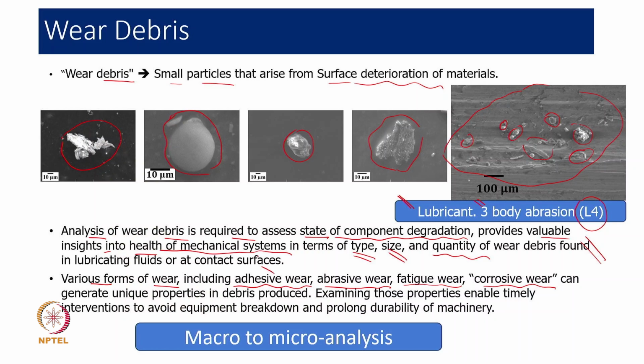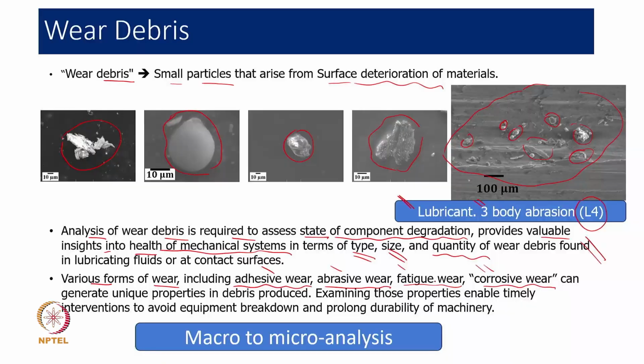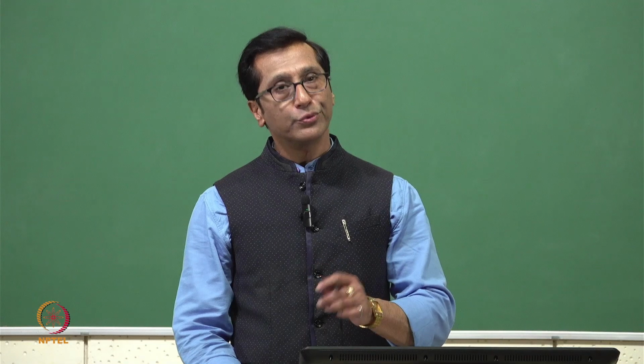Here we can get an indication of adhesive wear, abrasive wear, fatigue wear, corrosive wear. If we know the fundamental reason for the failure, we can take the right corrective action, and each wear type will have unique properties, and that's where wear debris analysis comes in a bigger way. We also need to examine those properties so that timely intervention can be made to avoid the breakdown of equipment and prolong the durability of the machinery.